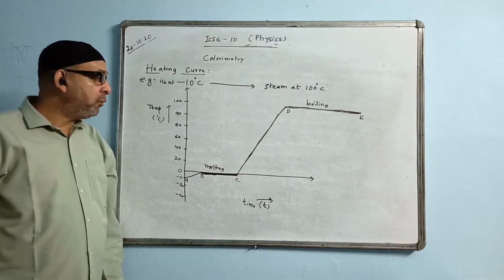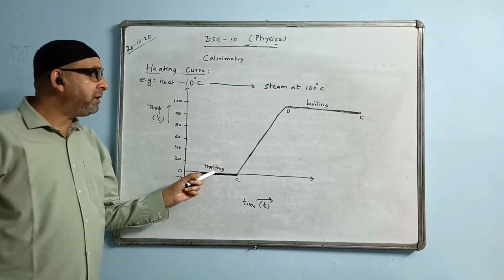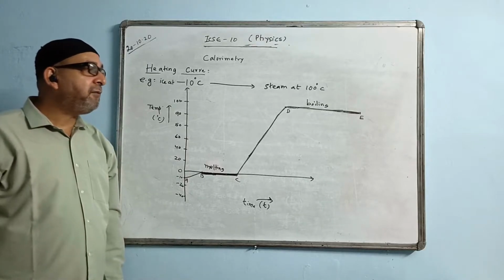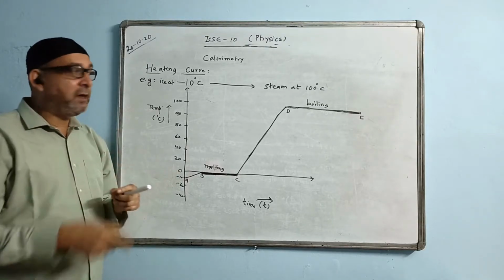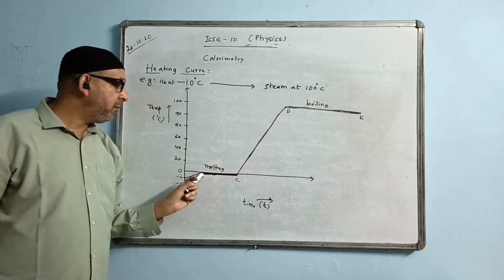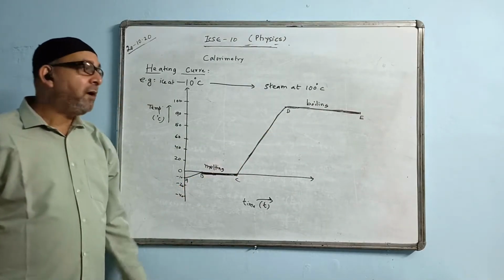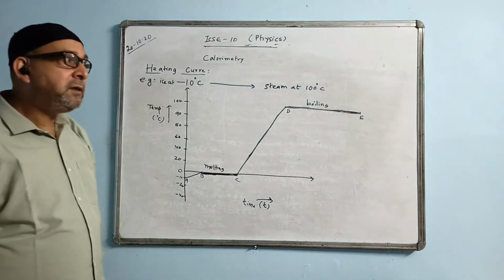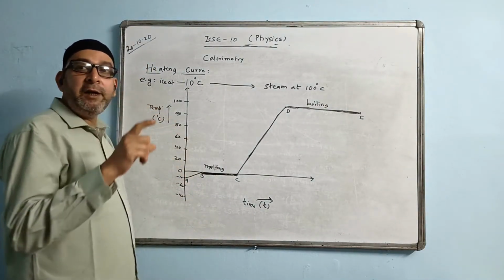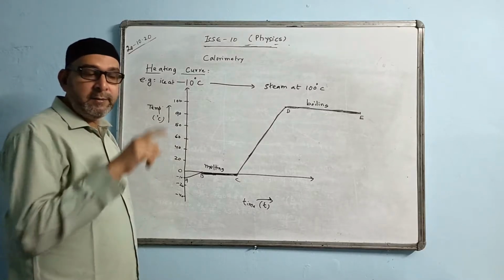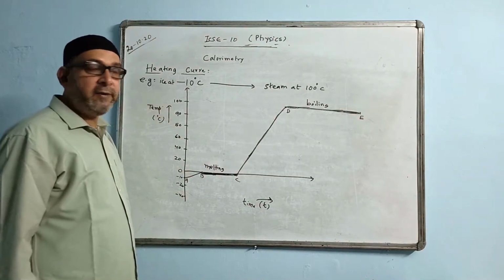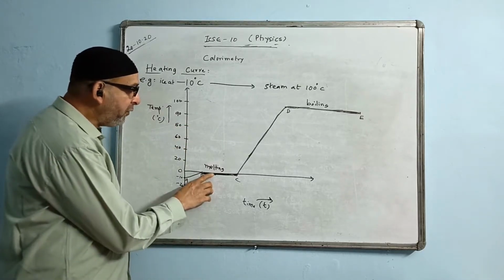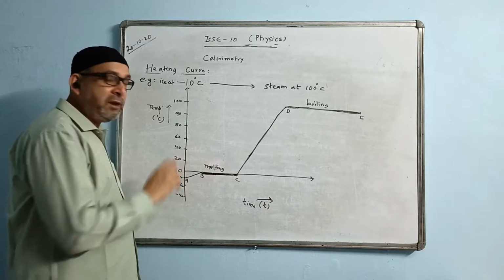You must be noticing the melting region and the boiling region. Which of the regions have I made longer? I have not made them of equal size. The boiling region is longer than the melting region. Why is this line longer than this line? What is the reason? The reason is that the latent heat of vaporization, that is LV, has a value of 2260 joule per gram, whereas the latent heat of fusion of ice is only 336.